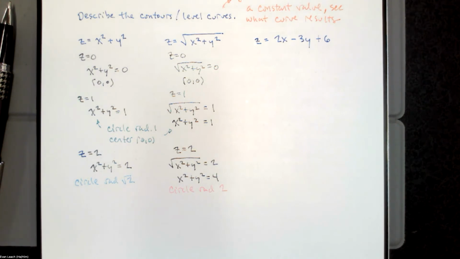Oh yeah. So we can see now that things have started to change. At a height of 2 units above the XY plane, our non-square root one has a circle of radius square root of 2, about 1.4, but our square root one has a circle of radius 2. So it looks like the non-square root one has pulled in a little bit, whereas the other one has a circle of radius 2.